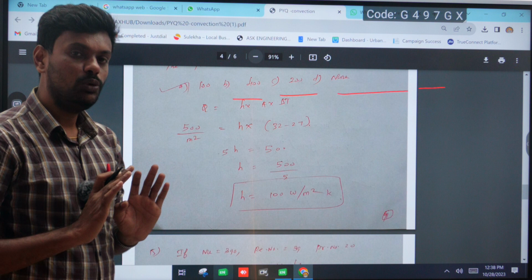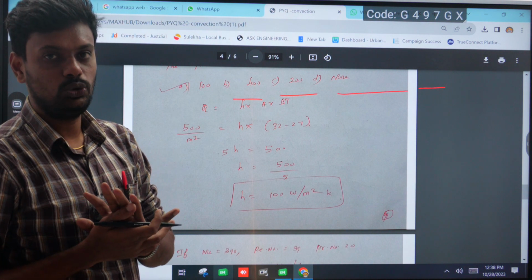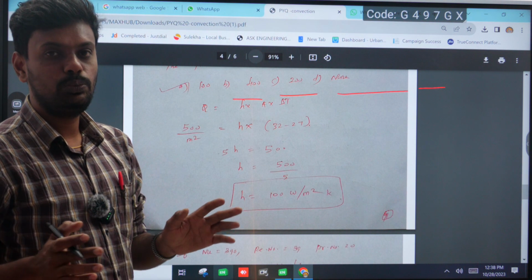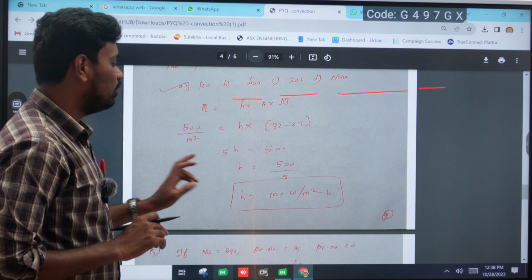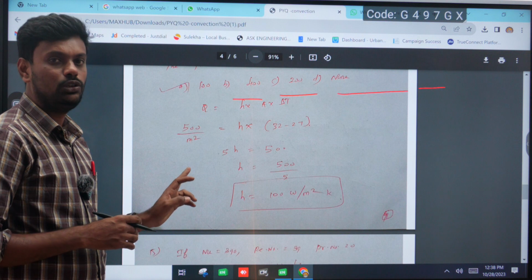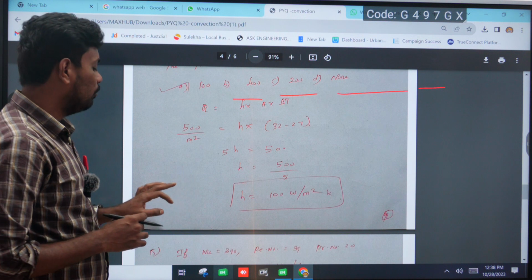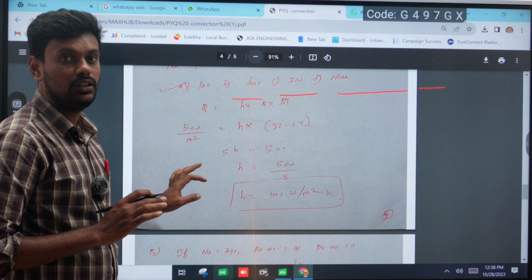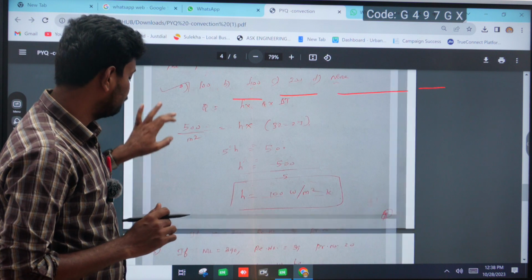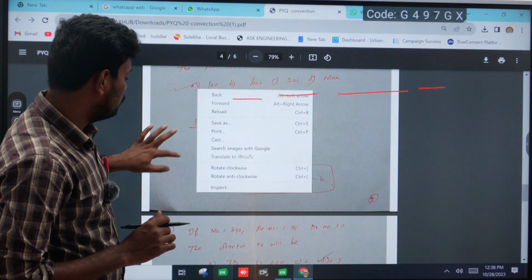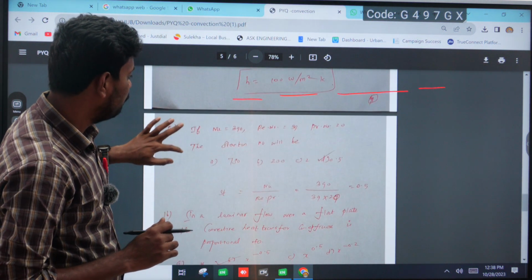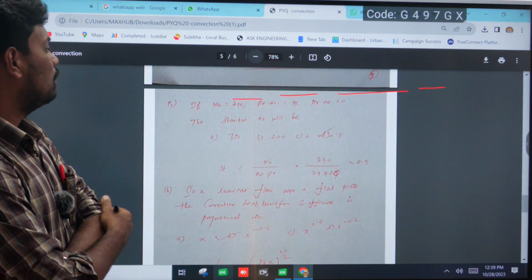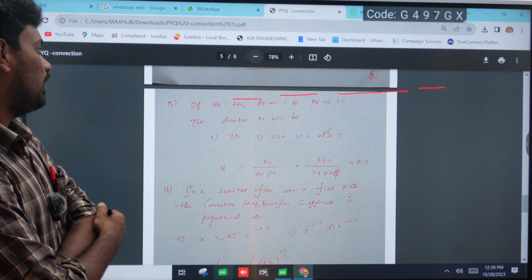Simple numericals only they will ask in the question paper to solve. It will not go on for 2 pages, 3 pages, just 2-3 lines and it will be finished. Okay, so here we found the h value by using Newton's law of cooling equation. Plus, please remember the formulas always. Next, if Nusselt number is 390, Reynolds number is 39, Prandtl number is 20, then the Stanton number will be.